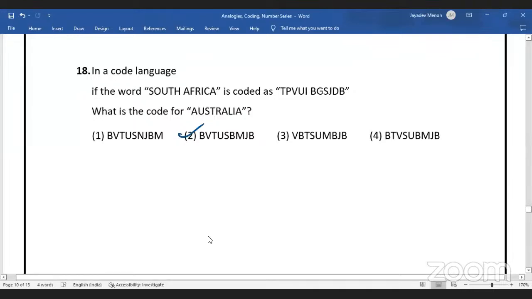If the word South Africa is coded as TPVUIBGSJDB, what is the code for Australia? So what is the relation between South Africa and its code? If you are looking, we can see that the alphabetical position of the letters in the code is one more than the alphabetical position of the letters in the word.